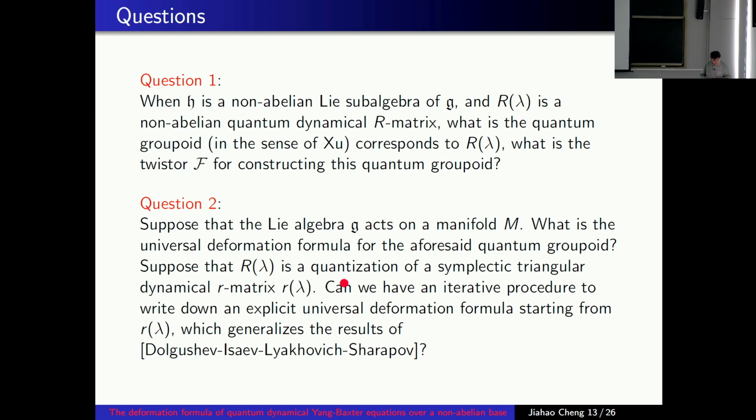So suppose that you begin with a symplectic triangular dynamical r-matrix, which means that this can be quantized. So can you just use this r(λ), the classical dynamical r-matrix data, to write down the universal deformation formula, to write down the star product on M? So this is our question.